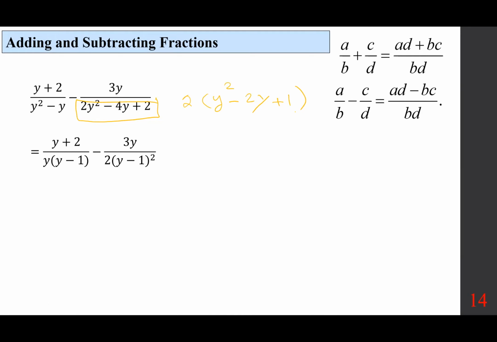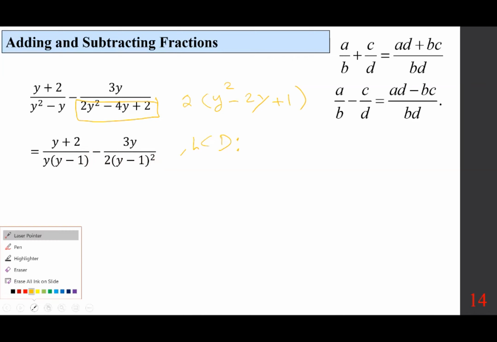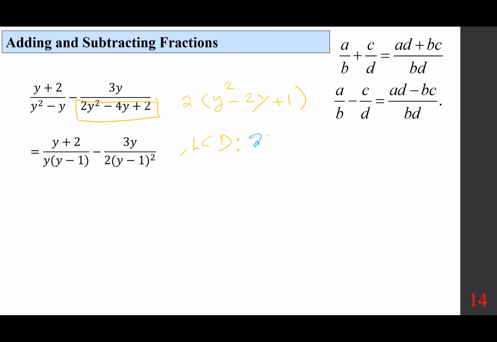Now I need the LCD. So let me write the LCD here, the least common denominator. Well, we need number 2. We need y, and we need y minus 1. This has exponent 1 when we don't write it. This has exponent 2. If we write it with exponent 2, it covers everything. So the LCD is 2y times y minus 1 quantity squared. That's the LCD.